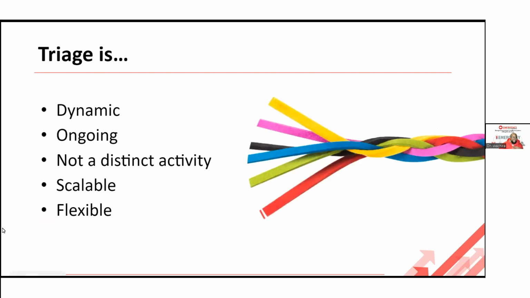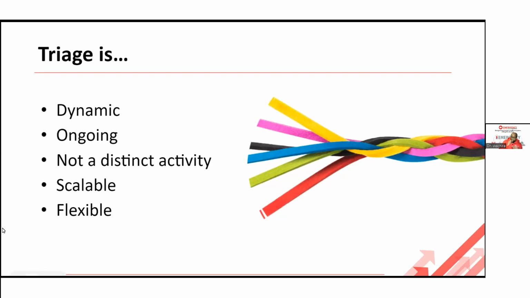So triage is, and I think we've repeated this in probably every presentation, dynamic. Triage is not a snapshot. It's not something that happens once and stops. It's ongoing, because patients' conditions deteriorate or improve, and you have to adjust your response accordingly. Even in a pre-hospital setting, a patient who initially was not that critically ill has now lost consciousness, and that means you have to change the triage status, for example.